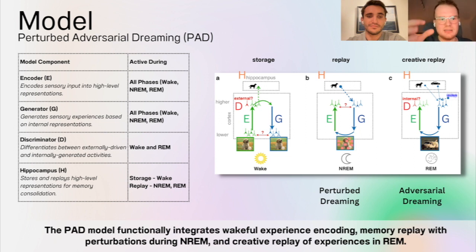Then we can see a red D, which is just a discriminator, which takes a look at this latent vector and tells us, is this a real image? And now here it's named an external stimuli because it comes from the external world, or is it a fake image, which is also called an internal stimuli because it's generated internally, from the brain itself.